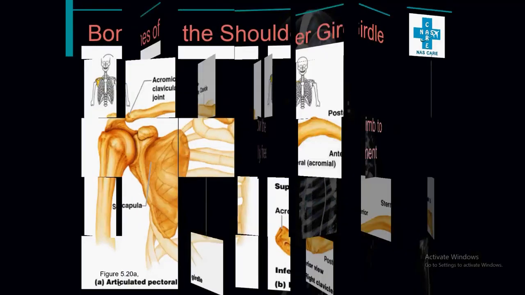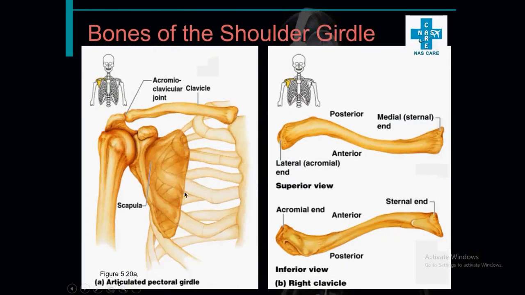Here, we saw the bones of the shoulder girdle, scapula, humerus, and here we have the acromioclavicular joint, look, between the clavicle and the humerus. And also, we saw the superior view, we have the posterior view, medial end, lateral end, acromial end, sternal end, and don't forget, this is the right clavicle. Totally shown here.